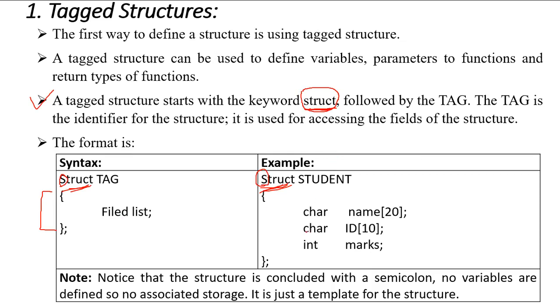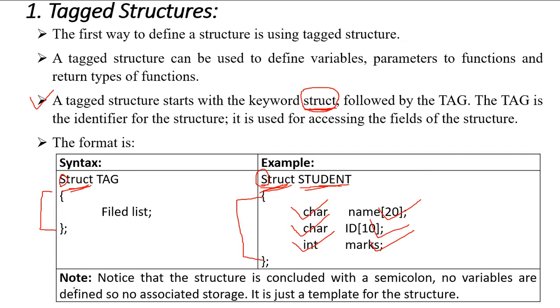Understood? So here, for example, I have taken a structure with the name student. This is my tag to the structure. The name is student; this is the structure name. Inside this structure, how many fields am I using? Three fields. One is a character array, the second one is also a character array, and the third one is an integer. You can use anything; just as an example, I have taken these three fields over here. So using this, you can store the name of the student, the ID of the student, and the marks of the student.